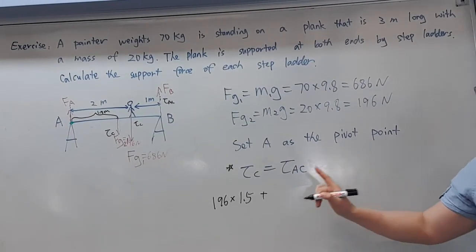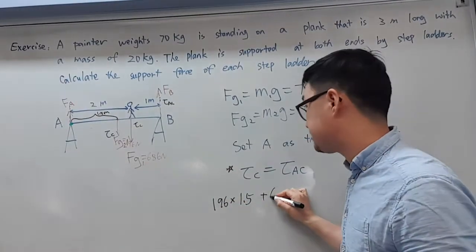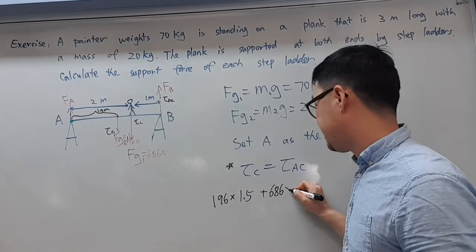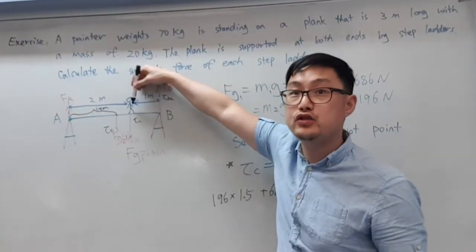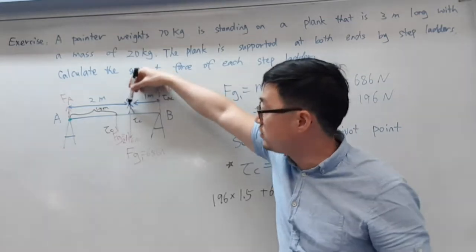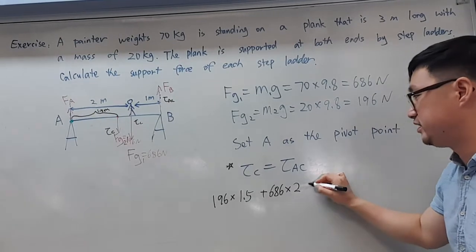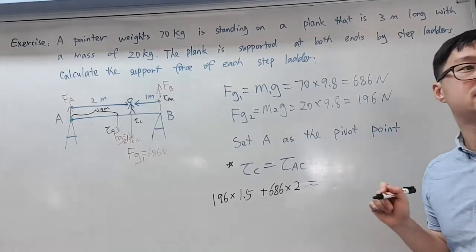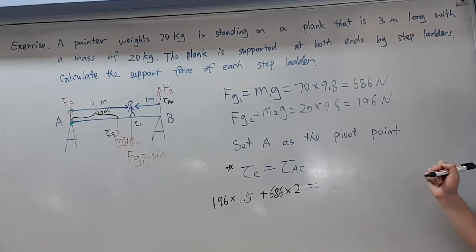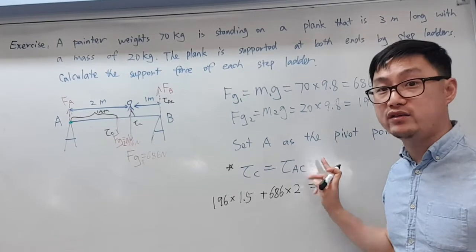Okay, and then I'm going to add the gravity 1. So 686 times the distance. How big is the distance of this one? 2 meter, right? So this force is 2 meter away from the pivot. So that one is going to be times 2 meter. And both of these are clockwise, so I'm adding it together. Right? Okay, so next step, that equal to the anti-clockwise one.